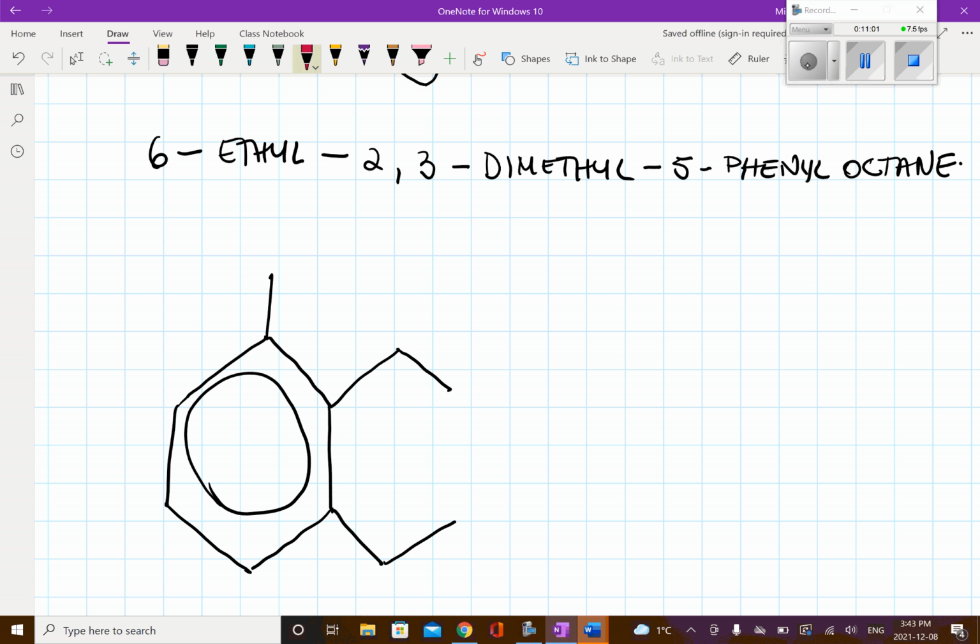Let's number the carbon chain. We'll start with numbering it to the first alphabetical branch, since the benzene ring is the main chain, because we see it here has 6 carbons, and all those branches have 2 or 3 carbons on them. So it will be 1, 2, 3, 4, 5, 6. So on the first and the second, we have ethyl as the branch. And on the third, we have methyl.